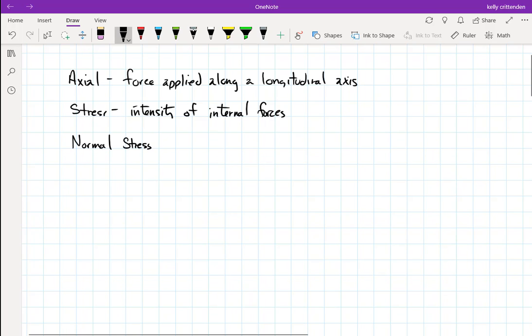And in this case, what we're saying is that the stress, this intensity of the internal forces, is on a plane, like a geometric plane, that's normal to whatever the force is that we're dealing with, so it's normal stress. And in this case, normal means perpendicular.